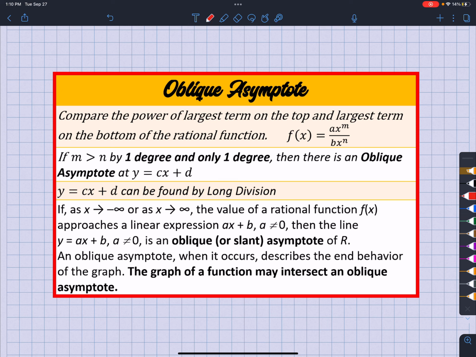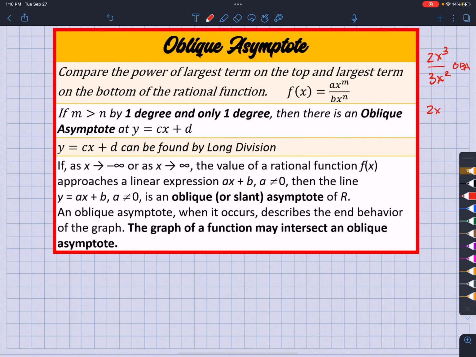Meaning, for example, if I had 2x to the third over 3x squared, that's okay. I have an oblique asymptote. But if it's 2x to the fourth over 3x squared, then I don't have an oblique anymore. So if it wasn't a 4 here and it was a 3, then again we're back to oblique. The power on top has to be only 1 greater than the bottom. This is called the oblique asymptote, which is also called a slant asymptote.